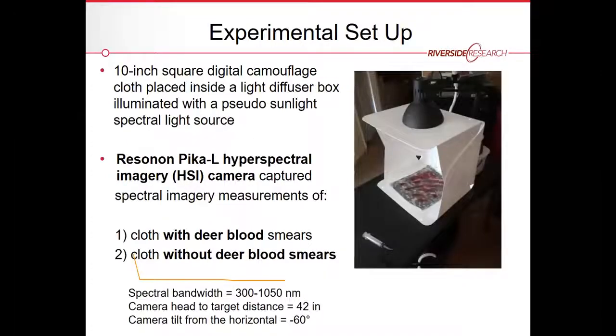The experimental setup is as follows. A 10-inch square digital camouflage cloth was placed inside a light diffuser box illuminated with a pseudo-sunlight spectral light source, as you can see on the right-hand side. A Resonon Pika-L hyperspectral imagery camera capable of capturing spectral imagery measurements was used, in particular for cloth with deer blood and cloth without deer blood. Again, I want to make it clear that we're not using real human blood. We're using deer blood as a proxy for obvious reasons. The specs for the camera are shown at the bottom, which you can read at your leisure.